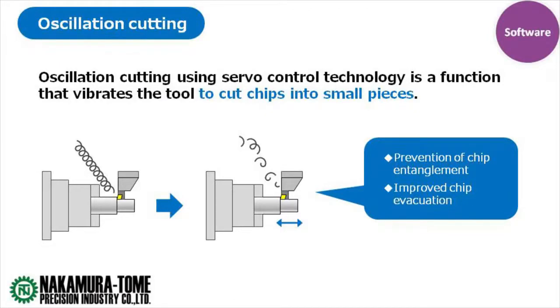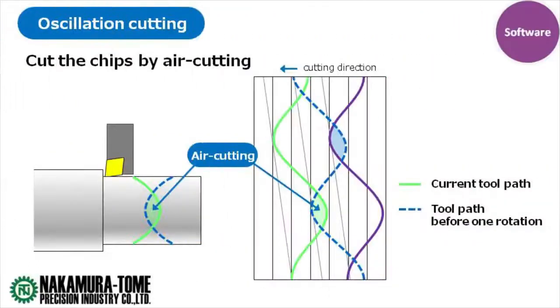Oscillation cutting is a function that breaks up chips by vibrating the tool. This is how it works. The oscillation creates this wave-like machining path. Look at the green line and blue dotted line. These lines are tool paths.